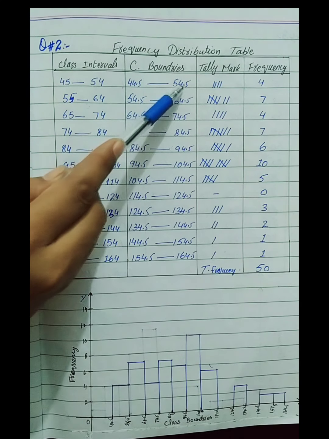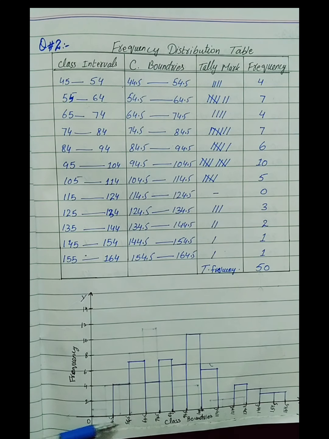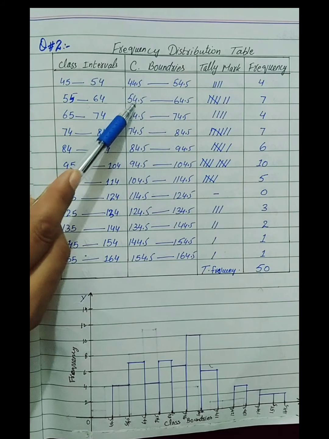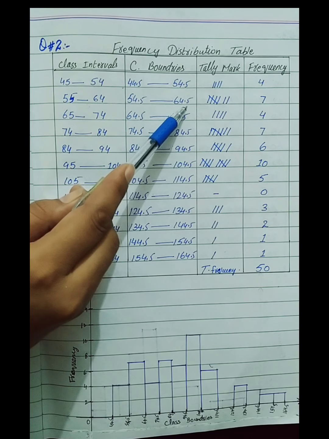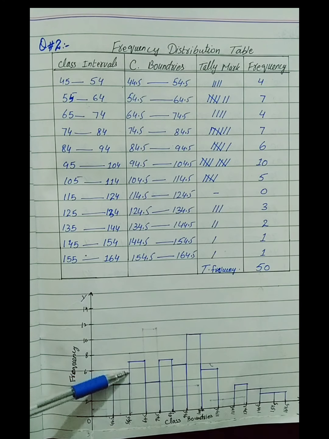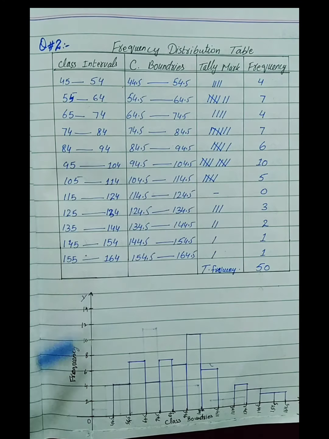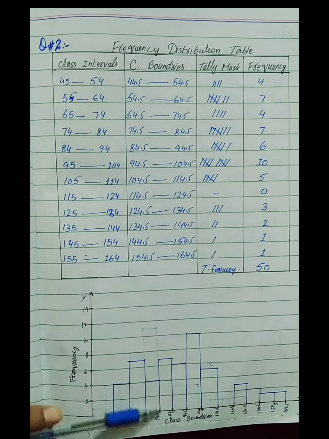From 44.5 to 54.5 our frequency is 4. This is our class boundary. From here we will mark the frequency and draw the bar. The next we have 54.5 to 64.5. The frequency is 7, so we mark on 7 which is in between 6 and 8 and then draw a bar. Next is 4, so we mark 4 and then draw a bar.